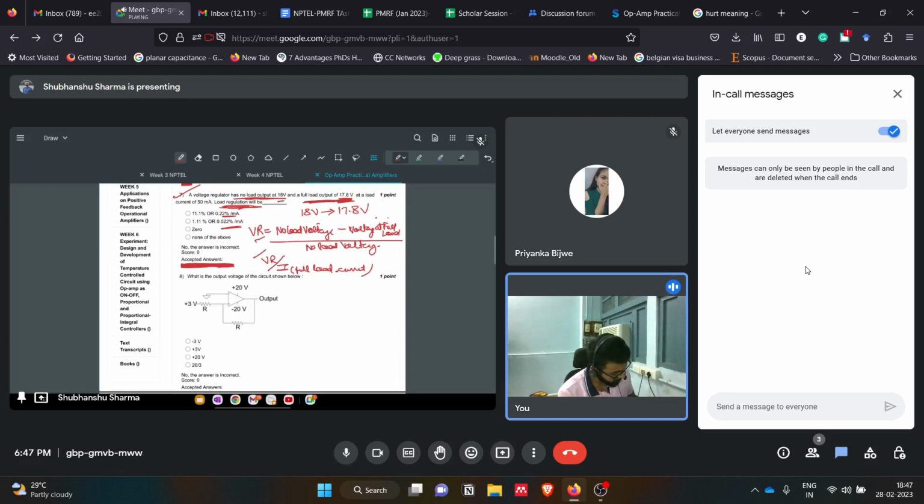Here we saw that this is minus, this is plus. One thing that is sure is that this is a positive feedback circuit, and based on our previous lectures, we can also say that this is a non-inverting Schmitt trigger.